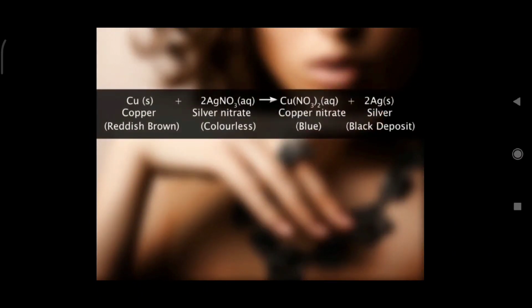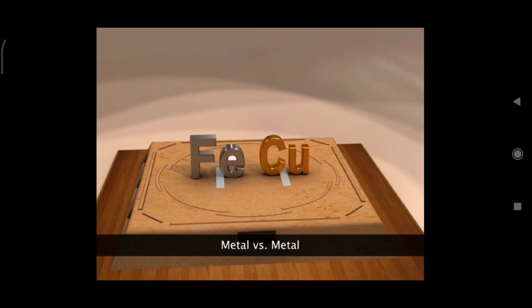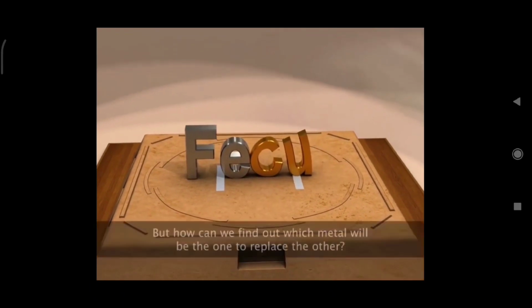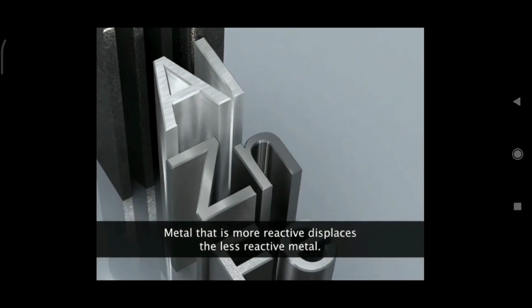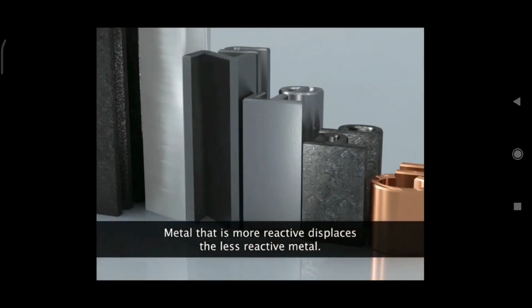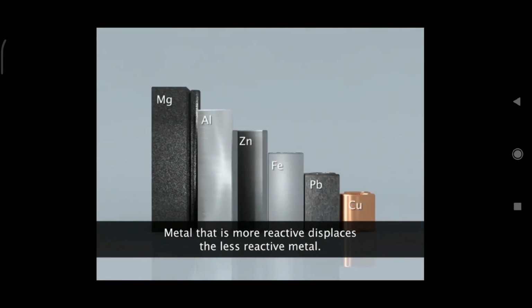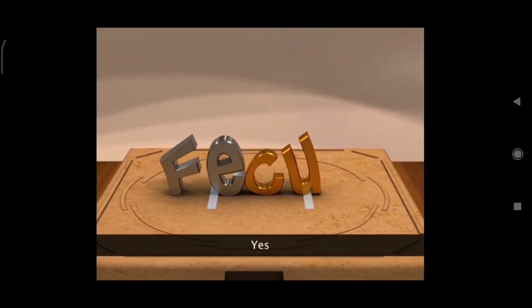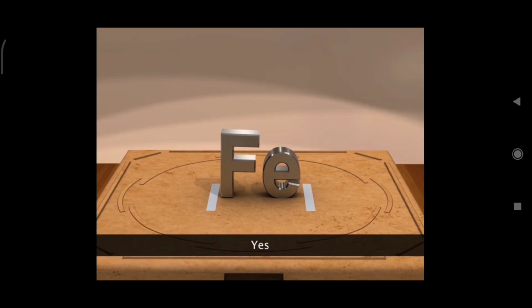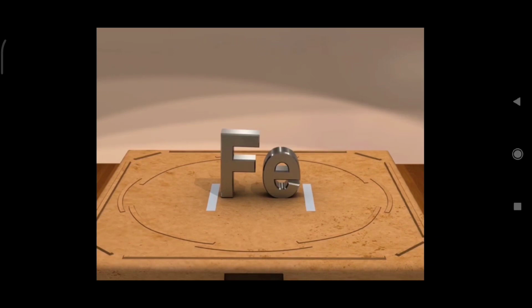We can write the reaction as given in the visual. When two metals are involved in a chemical reaction, one metal replaces the other metal. But how can we find out which metal will replace the other? The metal that is more reactive displaces the less reactive metal. Can iron displace copper? Yes, iron can displace copper in copper sulfate because iron is more reactive than copper. The reactivity series of metals helps us to understand this.